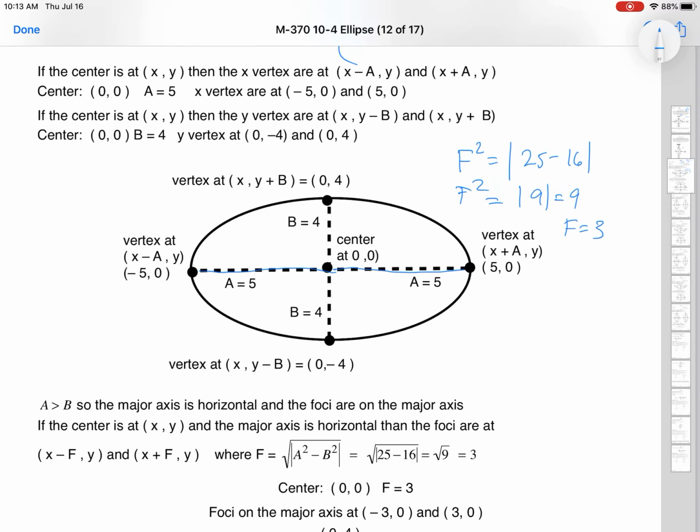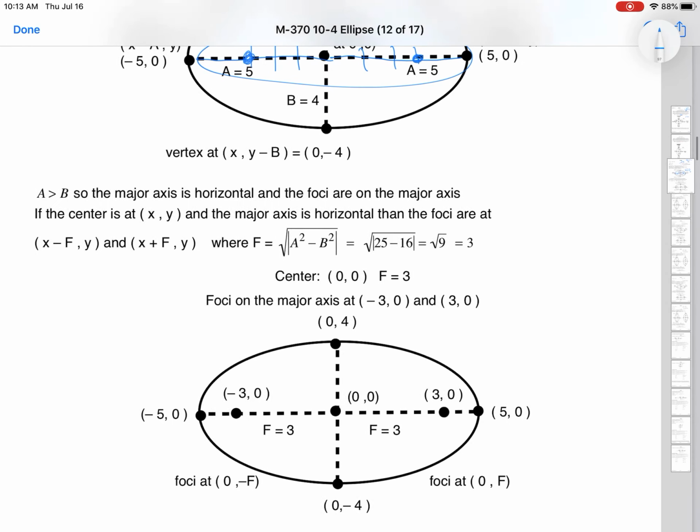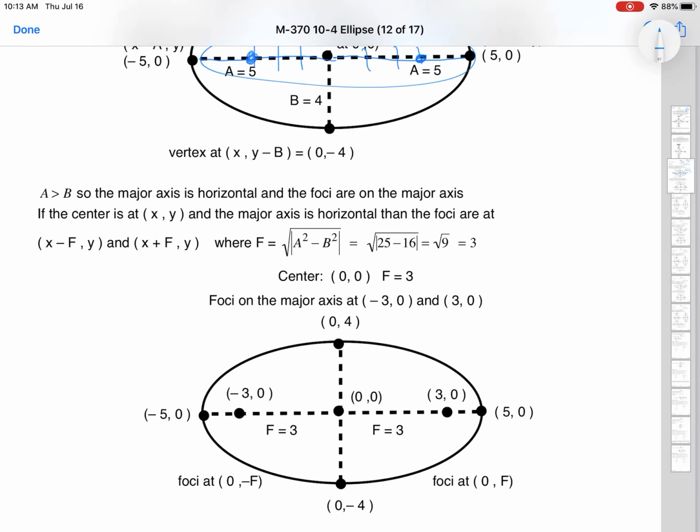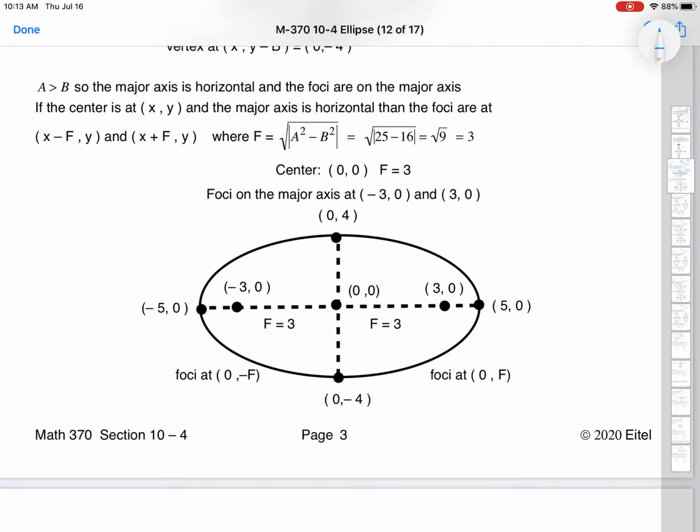F is 3. So you're going to go along the major axis out 3 units. 1, 2, 3, and put a dot right there. And those are going to be your 2 focus points. We can see him do that down here, but we might as well talk about it up there. The reason why he's using those absolute values, it might seem really dumb, is so that he doesn't have to readjust it when b is bigger than a. It'll all work out the same.